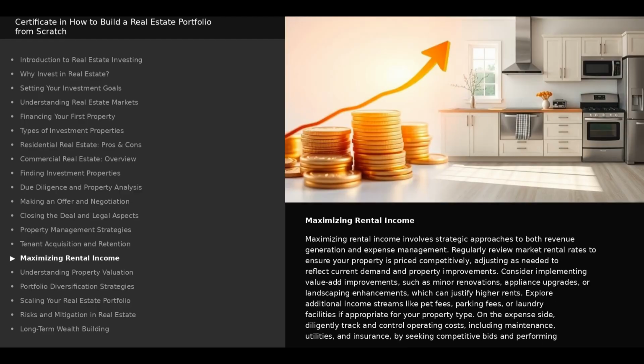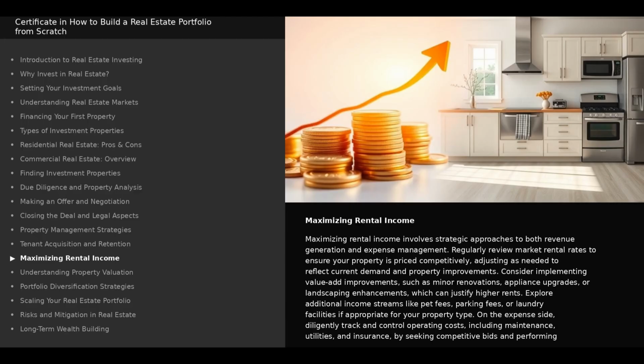Maximizing rental income. Maximizing rental income involves strategic approaches to both revenue generation and expense management. Regularly review market rental rates to ensure your property is priced competitively, adjusting as needed to reflect current demand and property improvements. Consider implementing value-add improvements, such as minor renovations, appliance upgrades, or landscaping enhancements, which can justify higher rents. Explore additional income streams like pet fees, parking fees, or laundry facilities if appropriate for your property type.